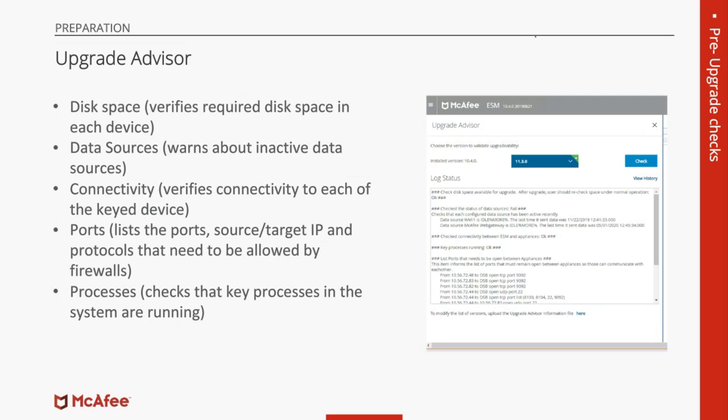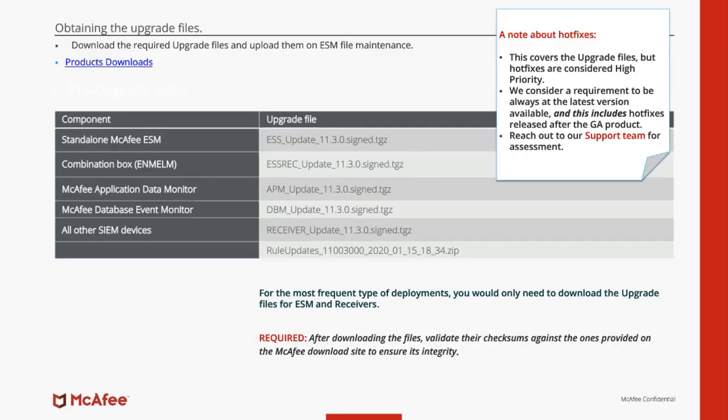And now that we've run our Upgrade Advisor, we actually need to obtain our upgrade files themselves. So obviously you're going to go into your product downloads page using your grant, and then find the appropriate version that you want to upgrade to. And the files look something like this.